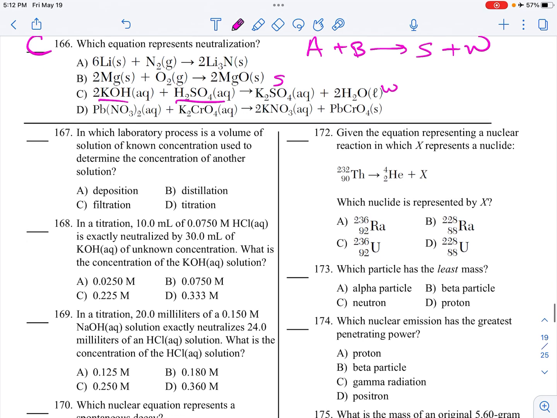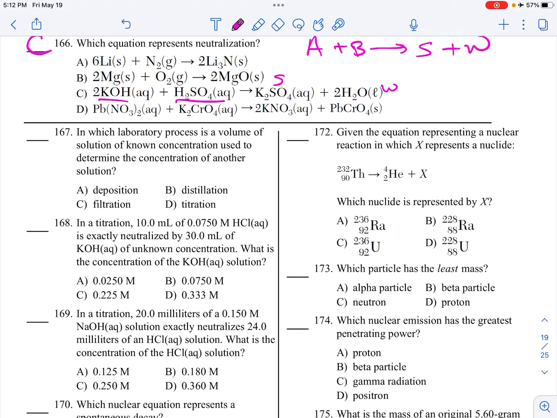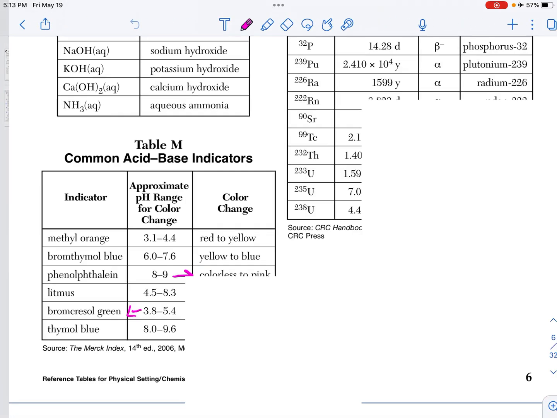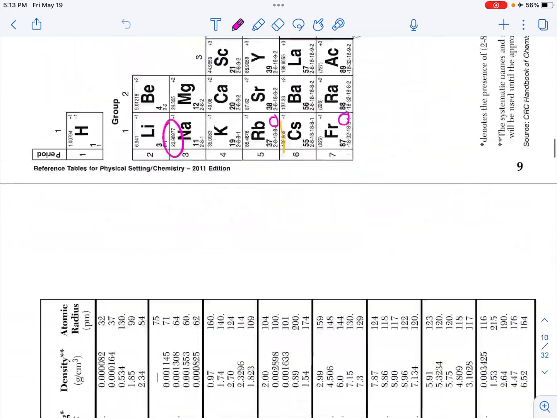In which laboratory process is a volume of solution of known concentration used to determine the concentration of another one? We've got deposition, distillation, filtration, and titration. So deposition is when a gas goes straight to the solid phase. Distillation is separation of liquid mixtures based on boiling point. Filtration is separating things out based on particle size. Titration is the answer, and titration is found on table T.